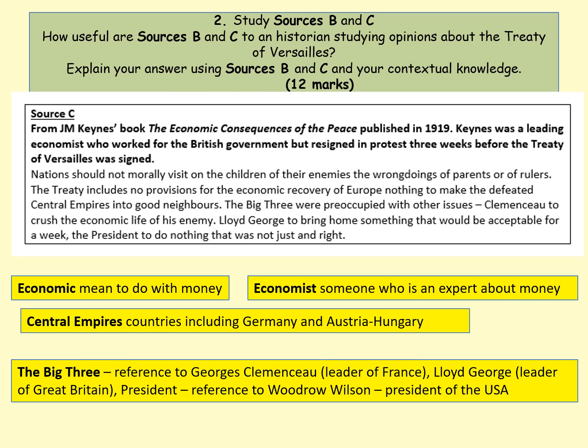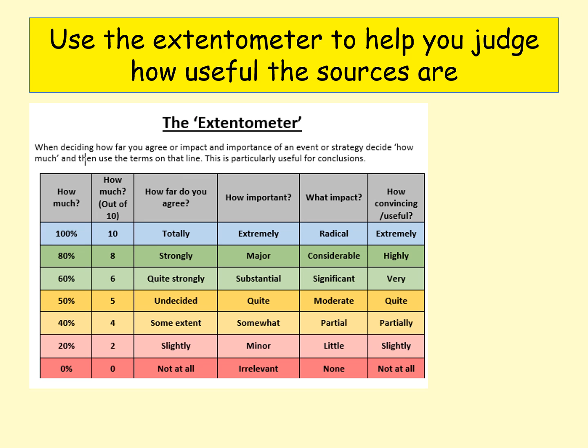This just gives you, by the way, a little bit of explanation for this written source, so what some of the words mean, so you can pause that and have a look at that in your own time. So one of the things I taught you in class to do is to use this extentometer, so to think about how useful things are. Use words like extremely, highly, very, quite, partially, slightly, not at all. So you want to quantify how useful the sources are.